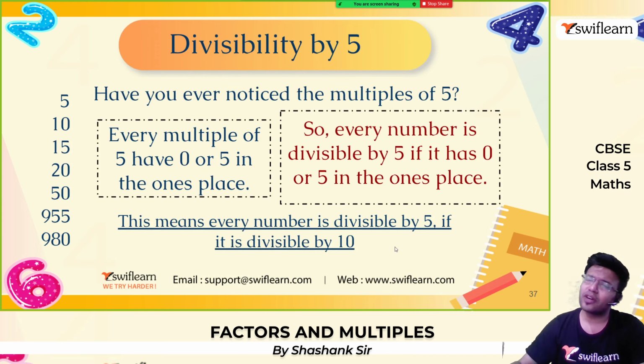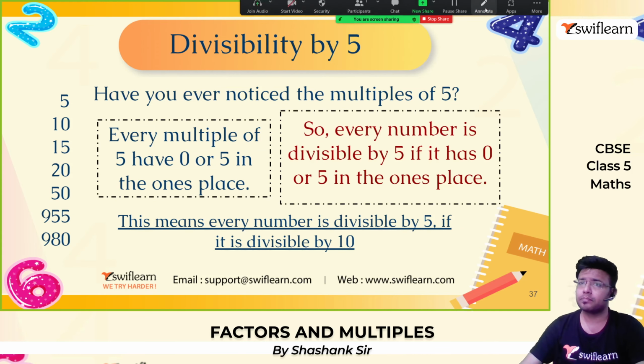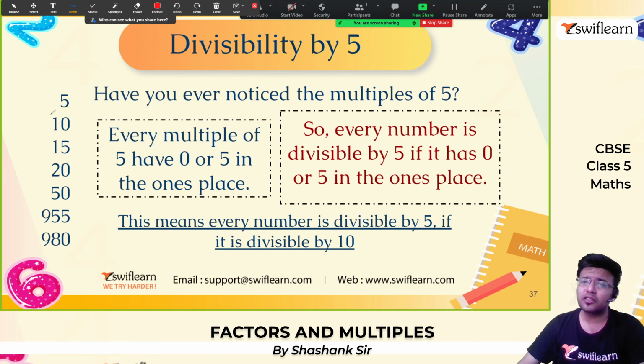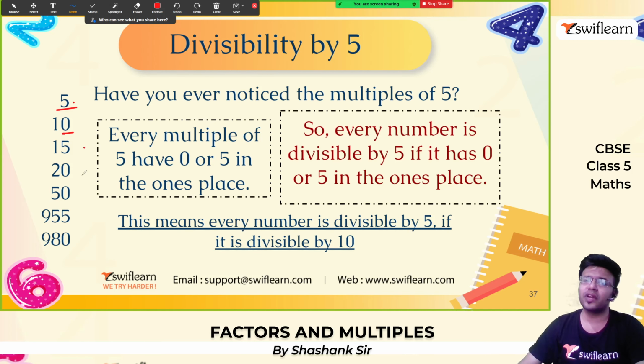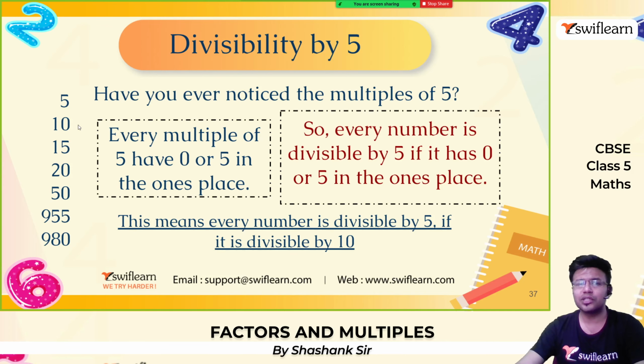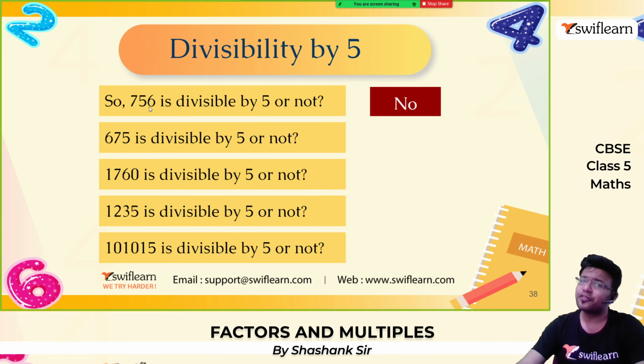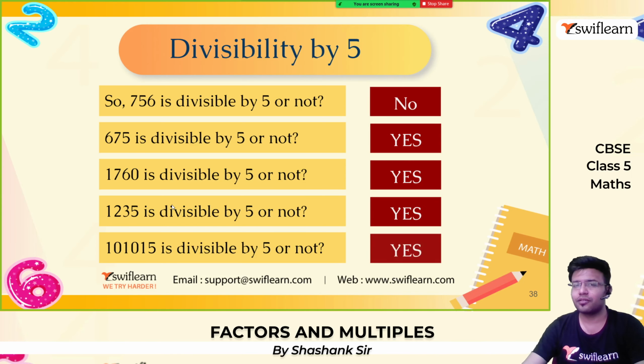Have you ever noticed the multiples of 5? The multiples of 5 always end with 5 or 0. Like 15, 10, 20, 50, 95, 85, they always end with 5 or 0. So every multiple of 5 has 0 or 5 in the ones place. For a number to be divisible by 5, it should end with 0 or 5. 756 ends with 6, so it is not divisible by 5. This is divisible by 5, this is divisible by 5, this is divisible by 5.